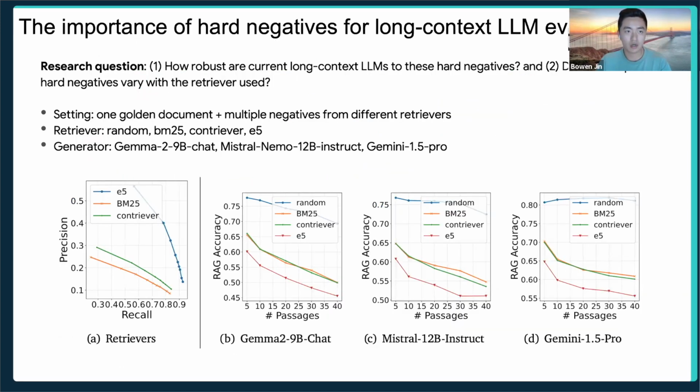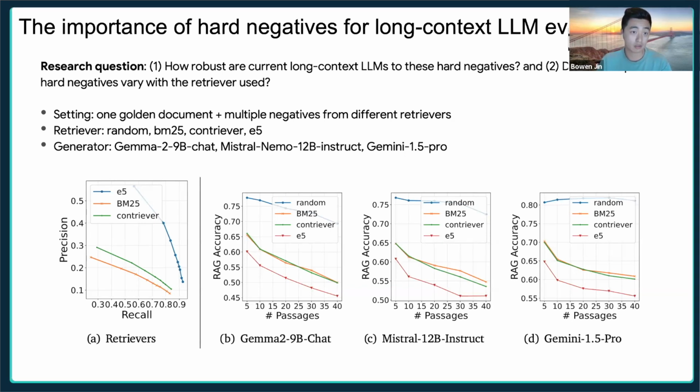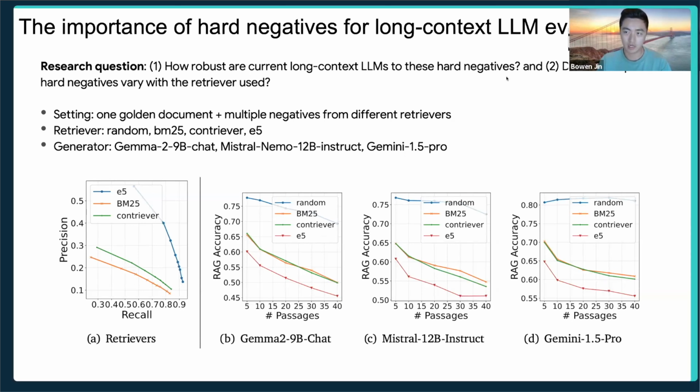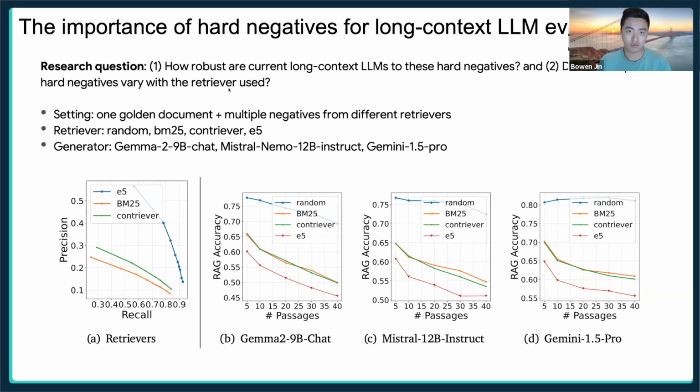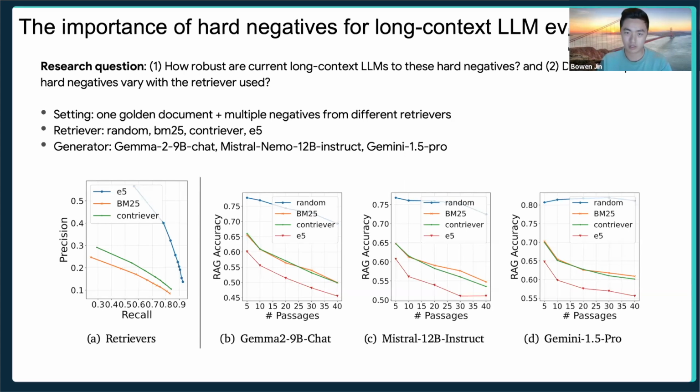In the third part, we try to have a deeper understanding of hard negatives and propose two research questions. The first one is, how robust are current long-context LLMs to these hard negatives? And the second one is, does the impact of hard negatives vary with the retriever used? Actually, we conducted a synthetic experiment here, which is different from real-world RAG scenarios.